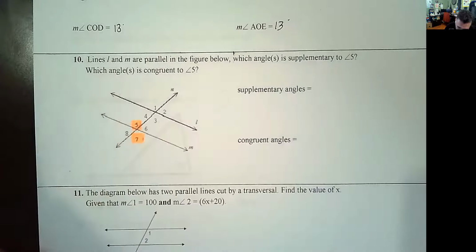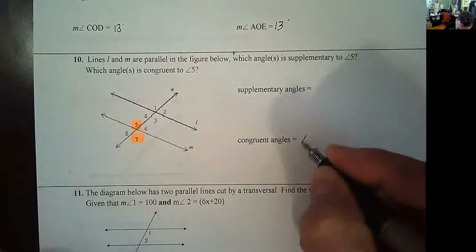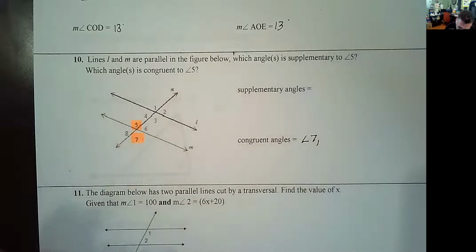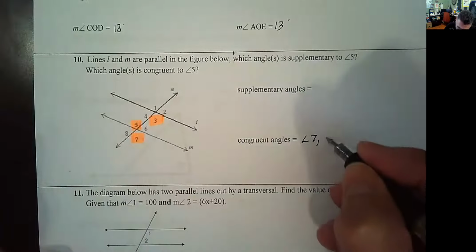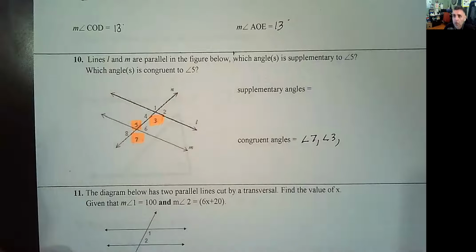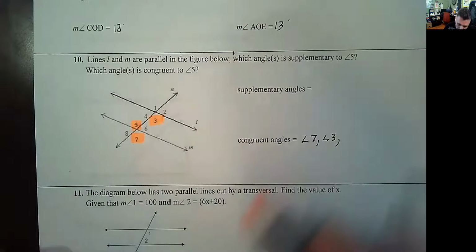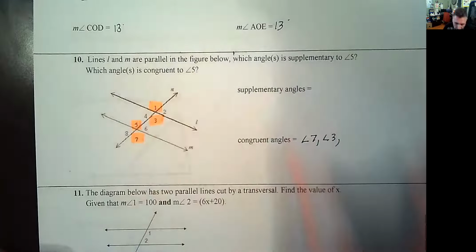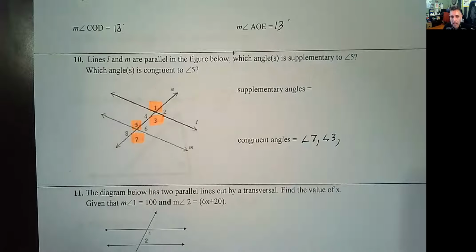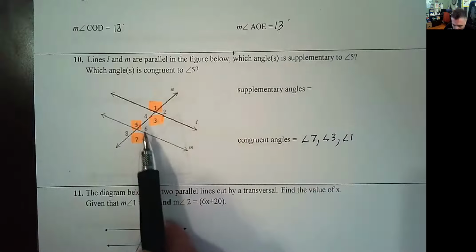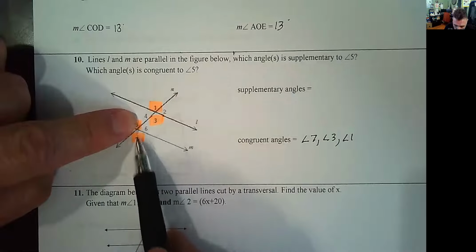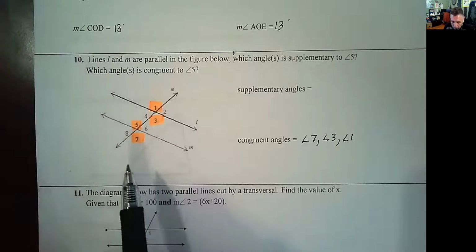I know 5 and 7 are congruent because those are vertical angles. And then I know also 5 is congruent to angle 3 because 5 and 3 are alternate interior angles. And finally, I know angle 5 is congruent to angle 1 because they're corresponding angles. Okay, so in my diagram, I know all of those are congruent. 5 is the main one, and 5 is congruent to all of these. So that means all of these have the same angle measure.